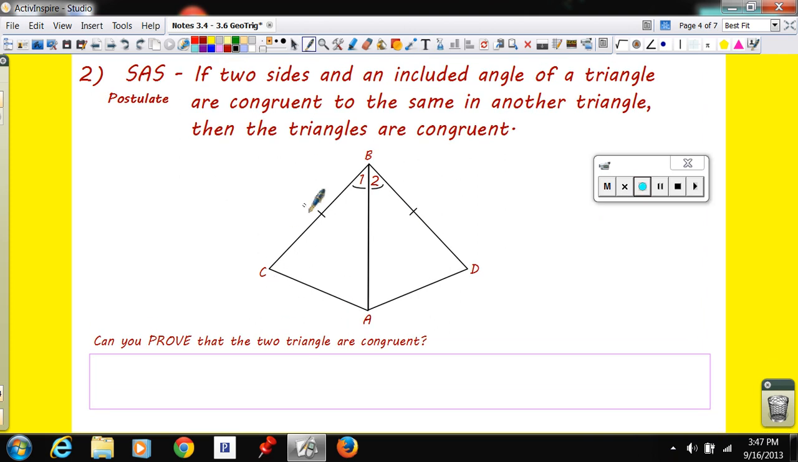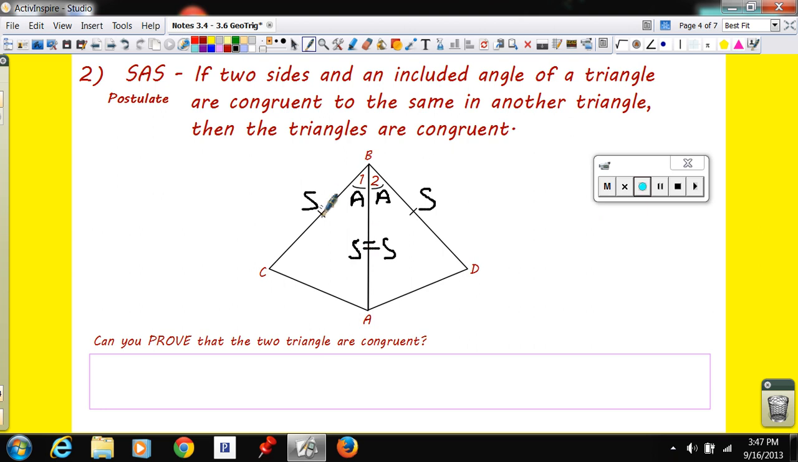So in other words, if this side is congruent to this side, and this angle is congruent to this angle, and I know that both of these have this side in common right here. AB is in both triangles. So that's another side congruent to another side. What that's showing me is that you have the SAS postulate, that is side angle side.